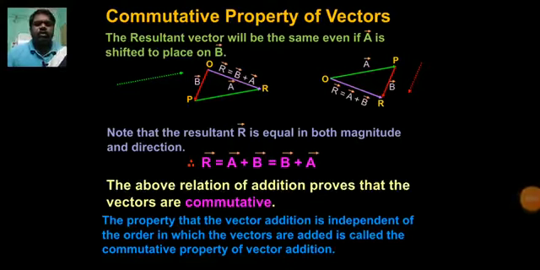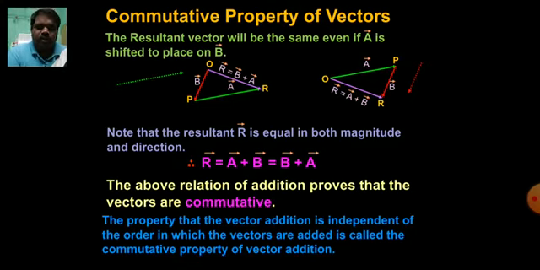So dear students, we were discussing the commutative property of vectors. See, the resultant vector will be the same even if vector A is shifted to place on vector B. Note that the resultant, which is represented by vector R, is equal in both magnitude and direction. That is, vector R is equal to vector A plus vector B.